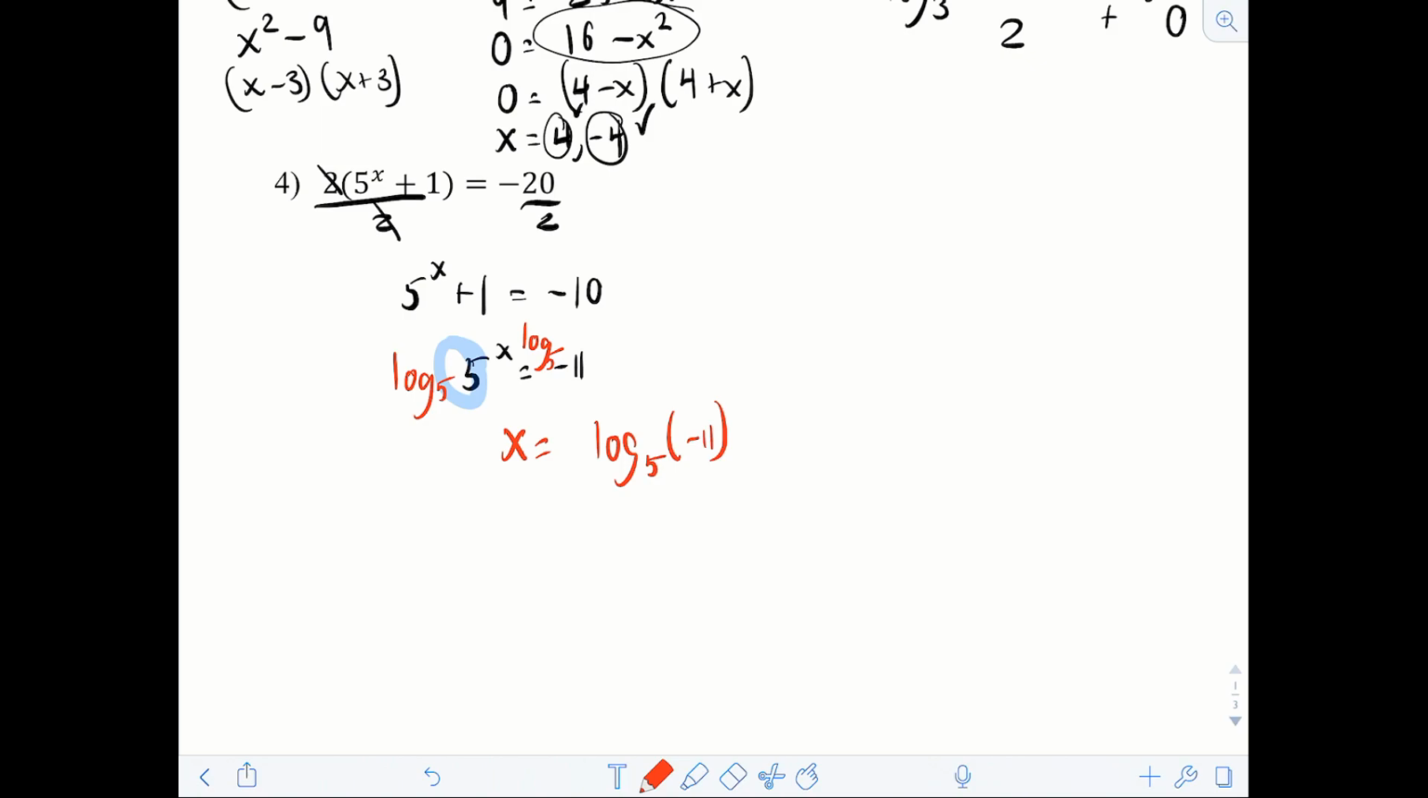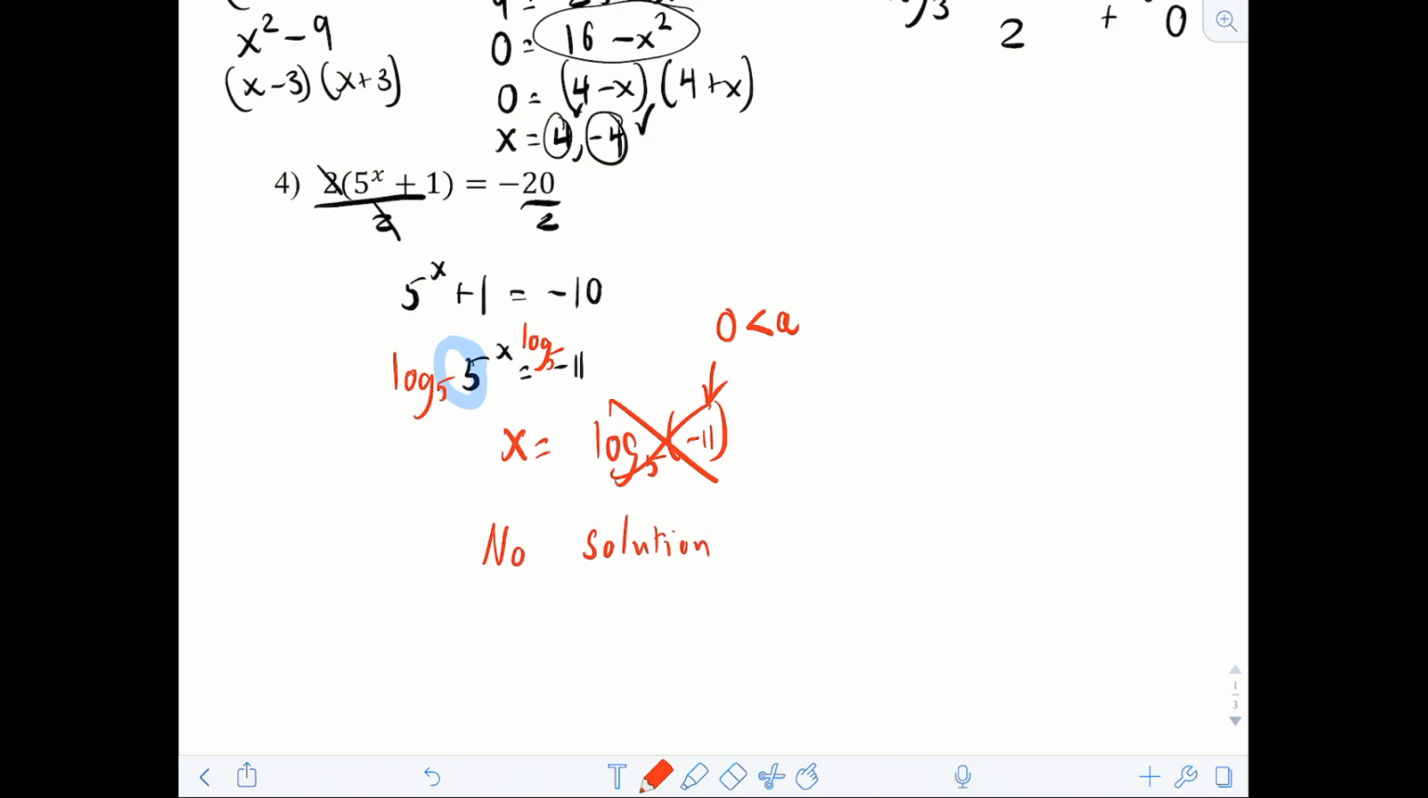Now, something to keep note of: there is no value that you could actually get for log base 5 of negative 11. Normally, this value needs to be greater than 0. It's not x in this case, so we'll call it a. So that needs to be greater than 0. If it is not greater than 0, then this is actually not a solution. So we would say that there is no solution.